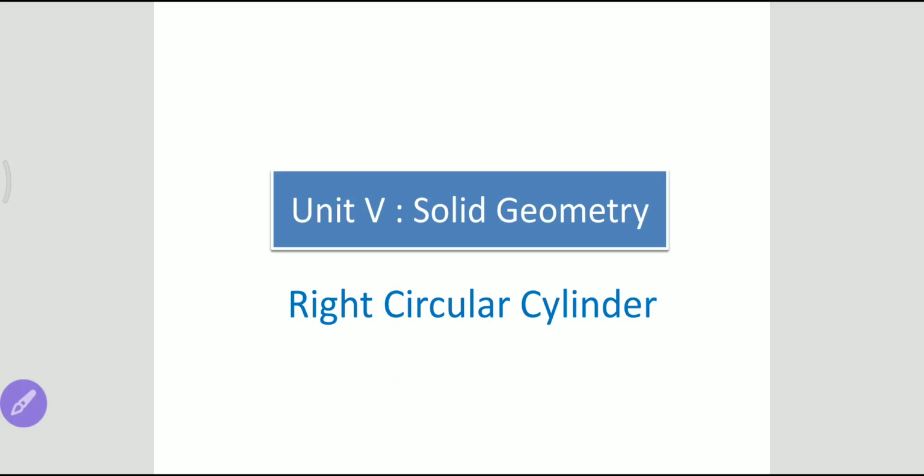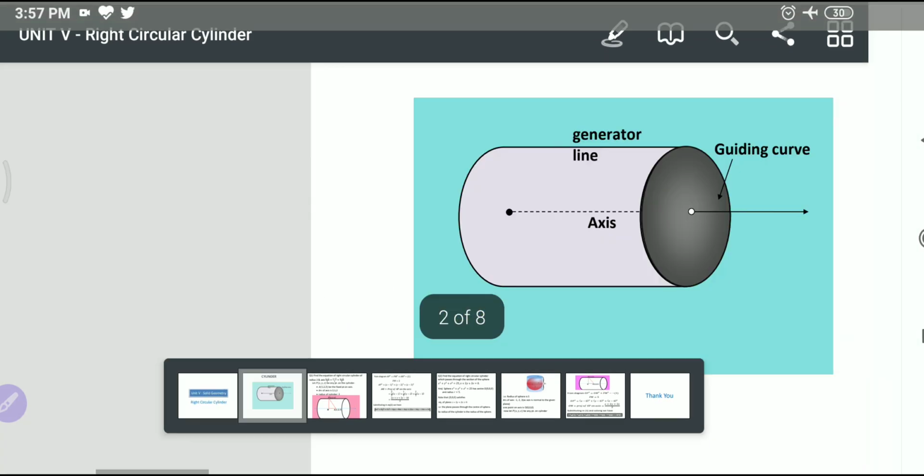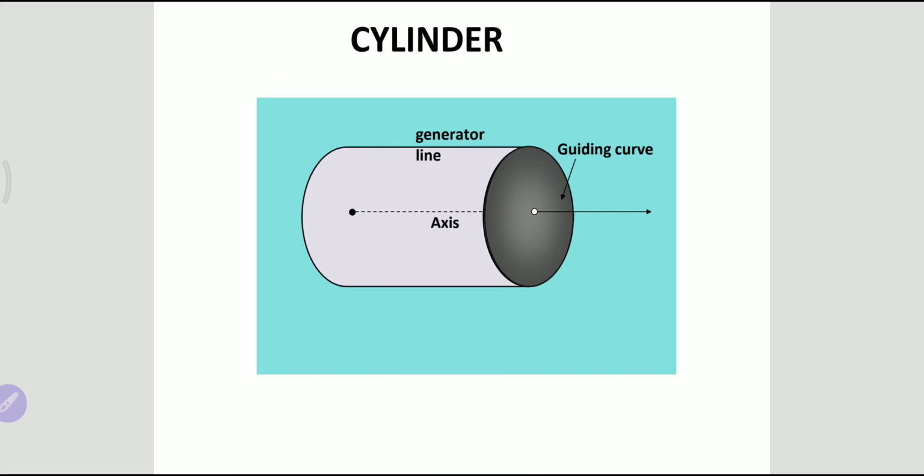Hello students. Today we are going to see the next topic from Unit 5, which is right circular cylinder. Okay, so let us see what a right circular cylinder is. So this is the diagram for a right circular cylinder.